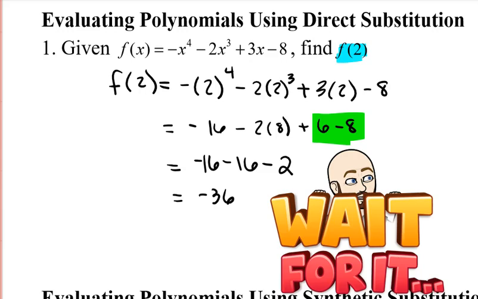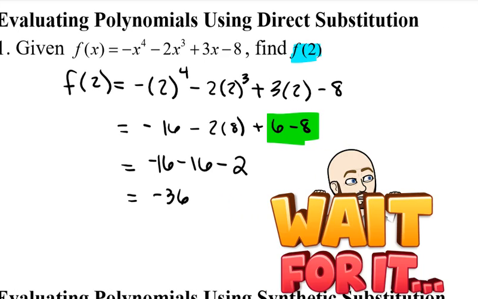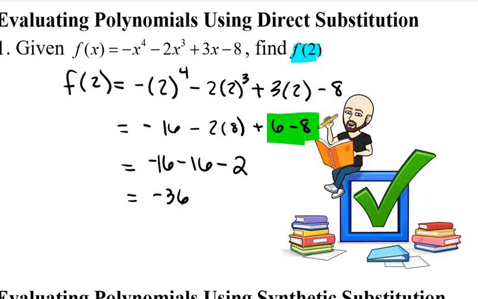So if I were to put 2 into that polynomial function as my x-coordinate, my input value is 2, my output value would be negative 36. So whatever that function looks like, if I were to graph that, I would see that the y value is negative 36.